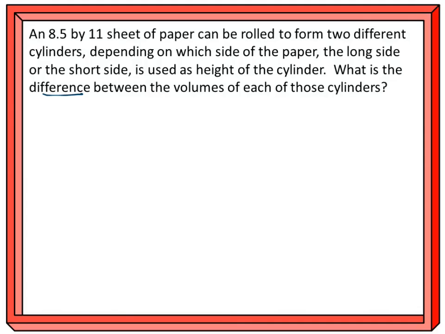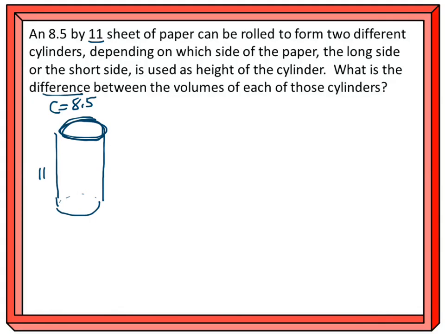So here's one of the cylinders that I could make. Let's make this one the long one. It's the tall one because its height is going to be 11. The 8.5, well, this piece of paper just went all the way around the base of this thing. So the 8.5 for that piece of paper is actually the circumference of the base. Circumference equals 8.5.